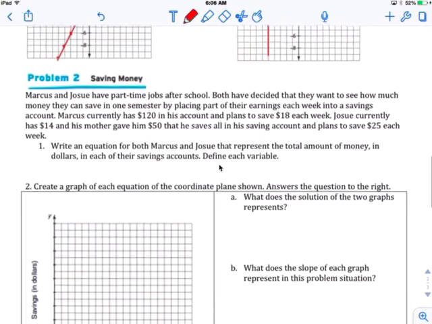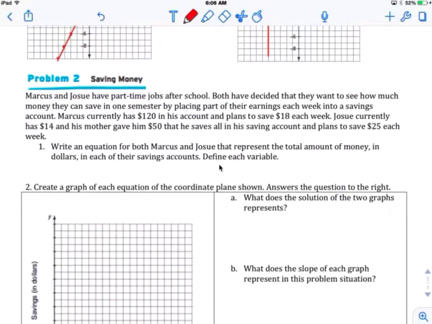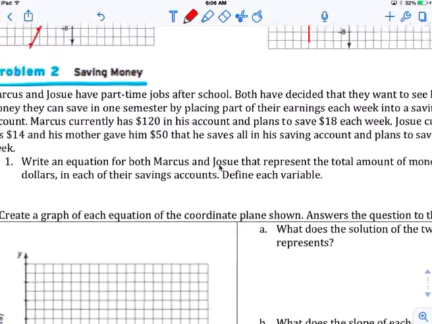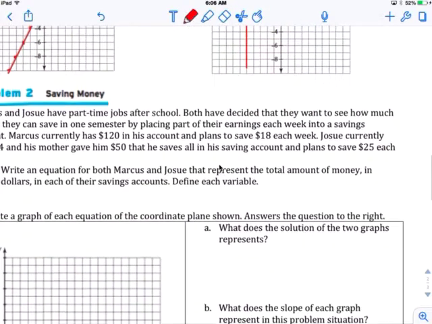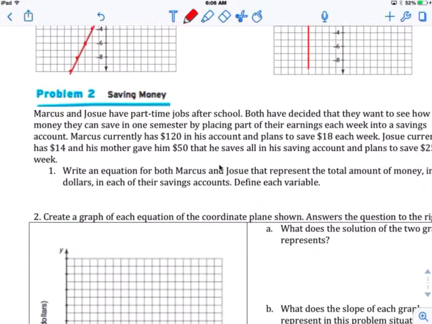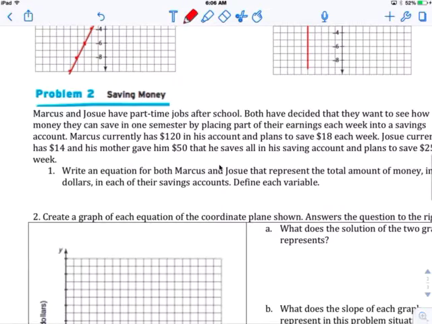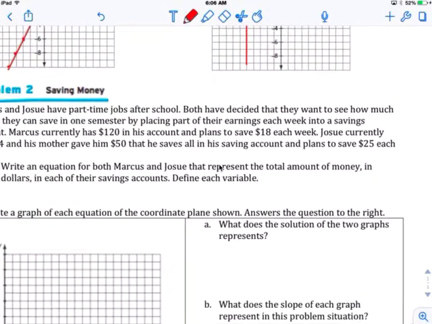Problem 2, saving money. Marcus and Josue have part-time jobs after school. Both have decided they want to see how much money they can save in one semester by placing parts of their earnings each week into a savings account.